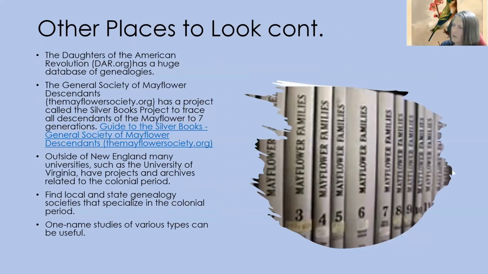There's other places besides that. Of course, there's the Daughters of the American Revolution. Now, this is 1776 and a little bit beyond, up to 1883, but that's okay. The Daughters of the American Revolution have, of course, been in the same situation as the Mayflower people, the General Society of Mayflower Descendants.